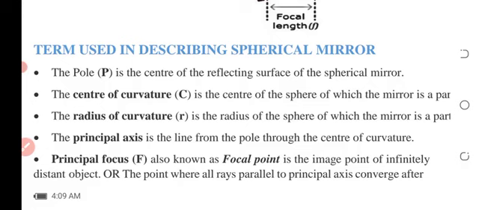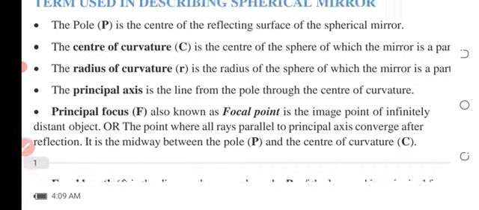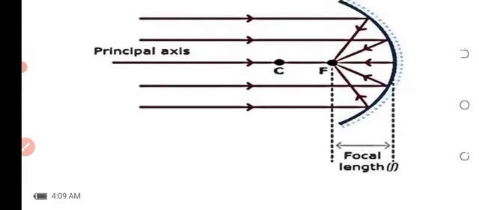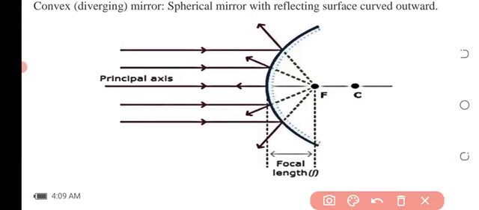And the next thing we are looking at here is the principal axis. Principal axis is the line from the pole through the center of curvature. That is the line that passes through the center of the mirror. Let's quickly consider this. You can see the principal axis. This particular line is known as the principal axis. We also have it in a convex mirror. This is the principal axis.